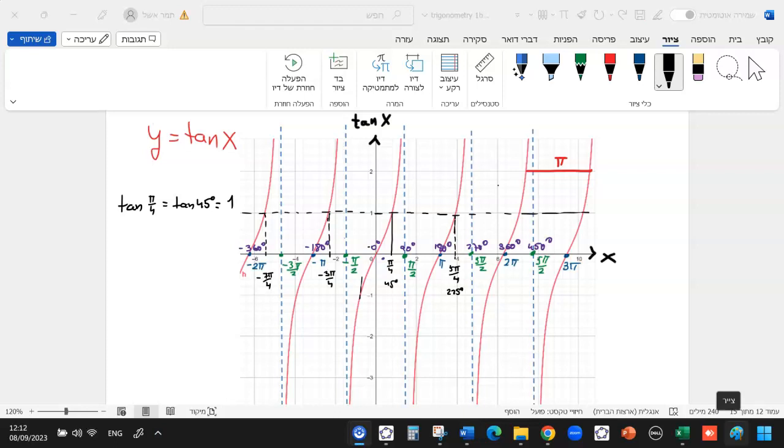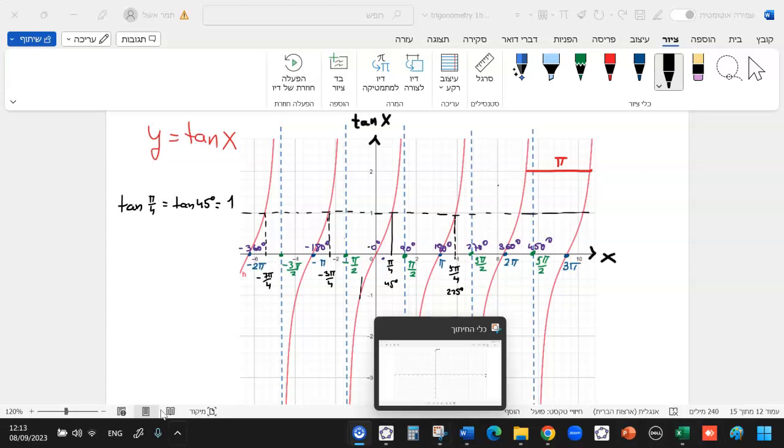So now you know how to sketch the graphs of sine, cosine, and tangent. It will be very helpful for you in demonstrating and understanding other questions in trigonometry. So thank you for watching, and bye-bye.